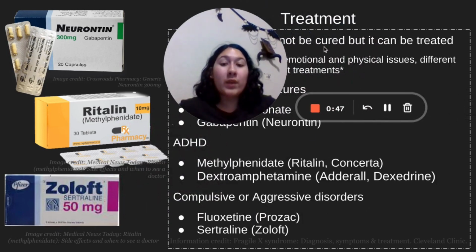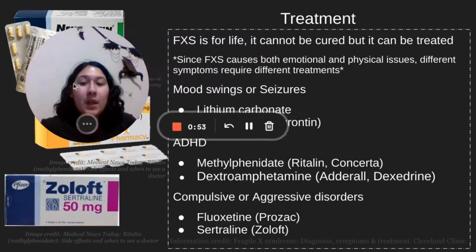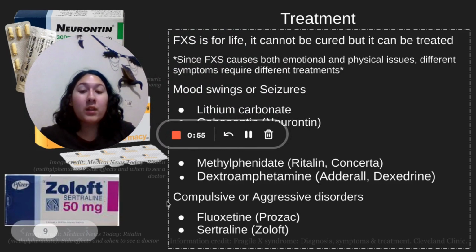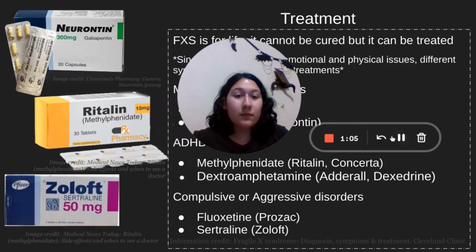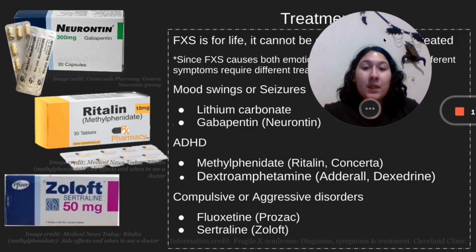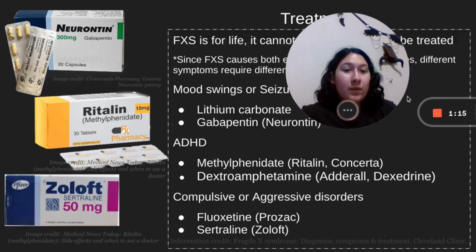Patients who experience ADHD can be prescribed Ritalin. That's a very common one. And then right at the bottom right here, to help with compulsive or aggressive disorders, we have Zoloft right here in the bottom. And these are also prescribed to patients with FXS who show any symptoms of either mood swings, ADHD, or compulsive or aggressive disorders.